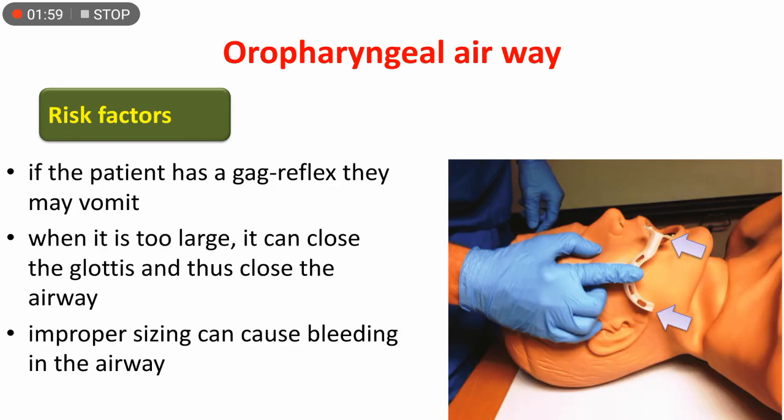Risk factors for using oropharyngeal airway. If the patient has a gag reflex, they may vomit, which might cause aspiration and block the airway. When it's too large, it can close the glottis and thus close the airway. Improper sizing can cause bleeding in the airway. So to choose the proper size for the patient, just measure the airway as shown in the figure, from the angle of the mouth to the angle of the mandible.